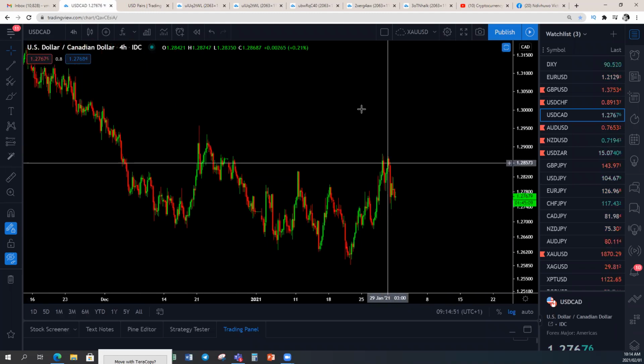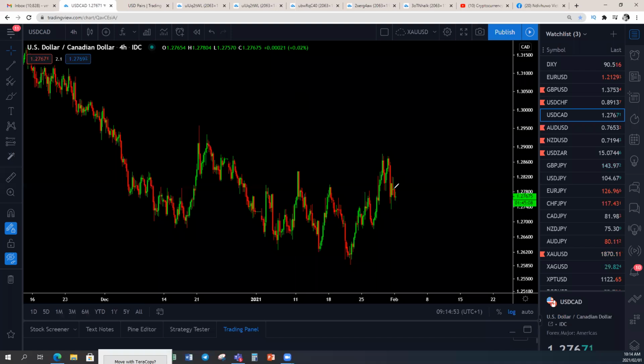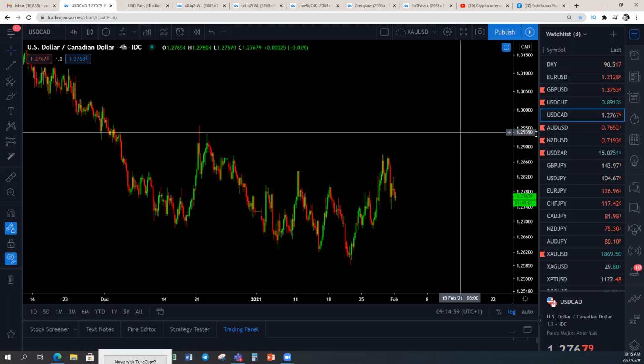So that is US dollar CAD. So look out for this here. If you get any sell set up here, we can look to take it down. Otherwise, if this becomes flat, we can still get one more to the upside.